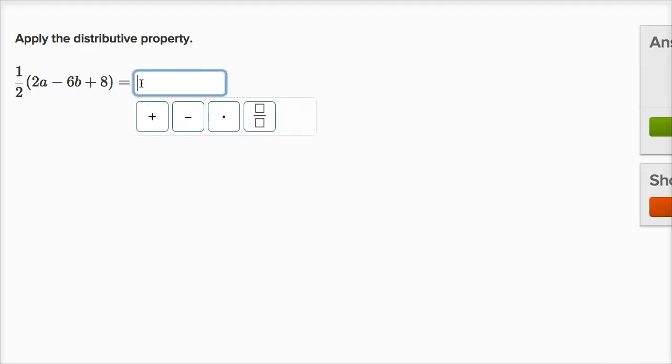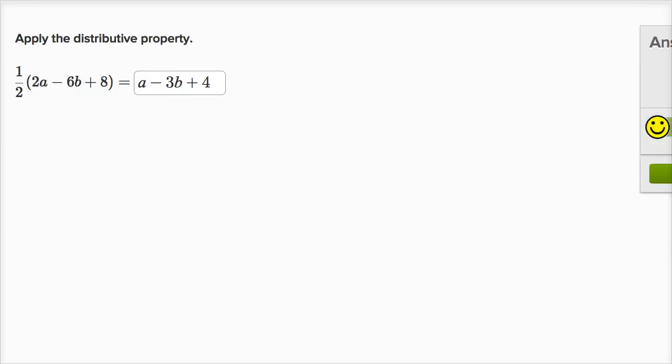So let's type that in. It's going to be a minus 3b plus 4. And notice it's literally half of each of these terms. Half of 2a is a, half of 6b is 3b. So we have minus 6b, so it's going to be minus 3b. And then plus 8, half of that, plus 4. So let's check our answer. And we got it right. Let's do another one of these.